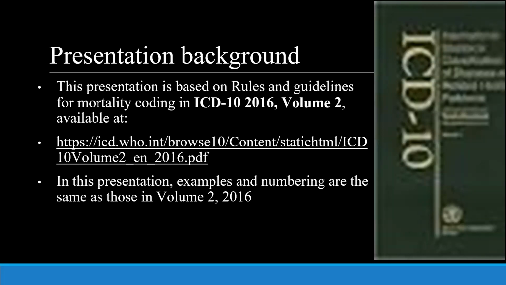This presentation and others in the series are based on the WHO Mortality Classification Rules and Guidelines found in ICD-10 Volume 2. These rules and guidelines have been the subject of numerous updates over the years, and we use the 2016 version, which is the most recent readily available one. If you don't already have a copy of the 2016 version of Volume 2, you can find it at the link on this slide.